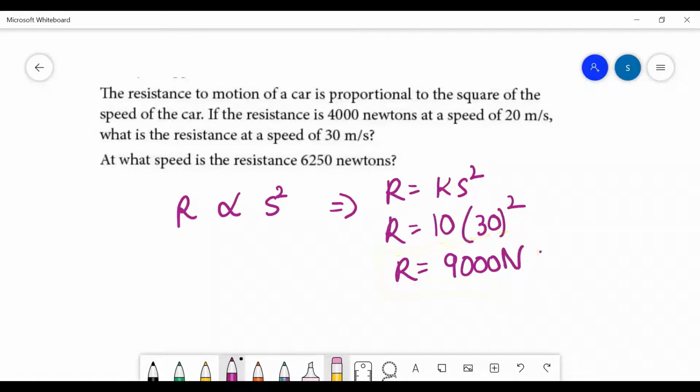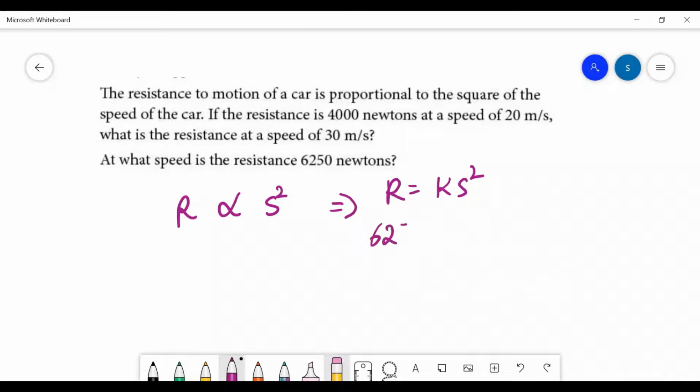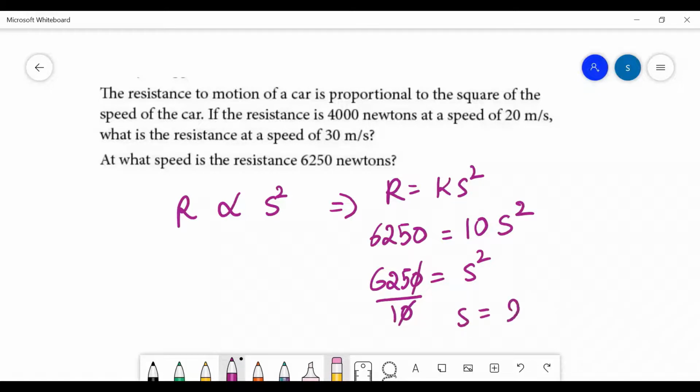Next, we have another part of the question which says, at what speed is the resistance 6250 newtons? So let's find that as well. This time we're given the resistance and we have to find out the speed. So let's take R equal to 6250 equal to 10 into S square. S square equal to 6250 divided by 10, which means S equal to 25 meters per second. That's the speed at which the resistance is 6250 newtons.